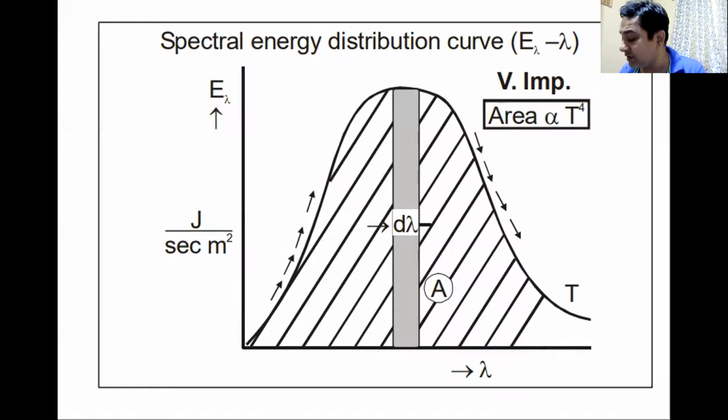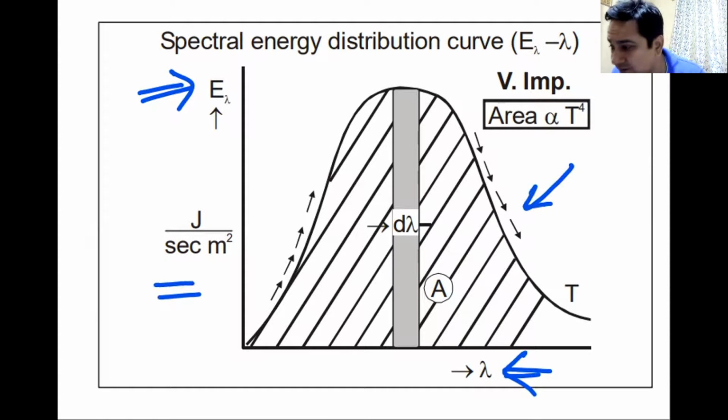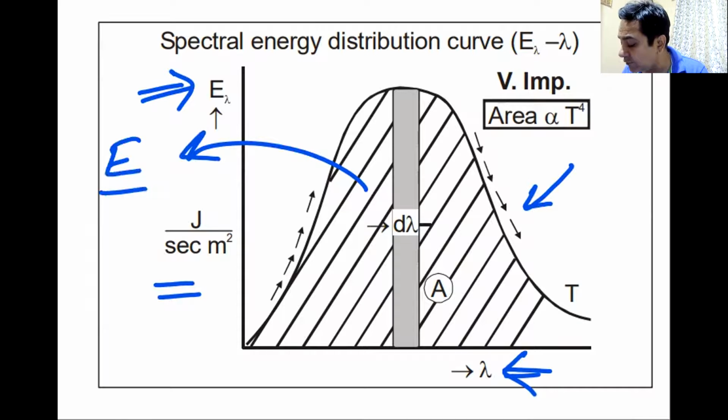Spectral energy distribution is coming back. It is a graph between Eλ and λ. Do you remember this graph between Eλ and λ? We have already discussed that. Now we are talking about the area under this graph. What does the area under this graph give us? Do we remember that? The area under this graph will give us the total emissive power E. Yes or no? No or yes? Remember this?